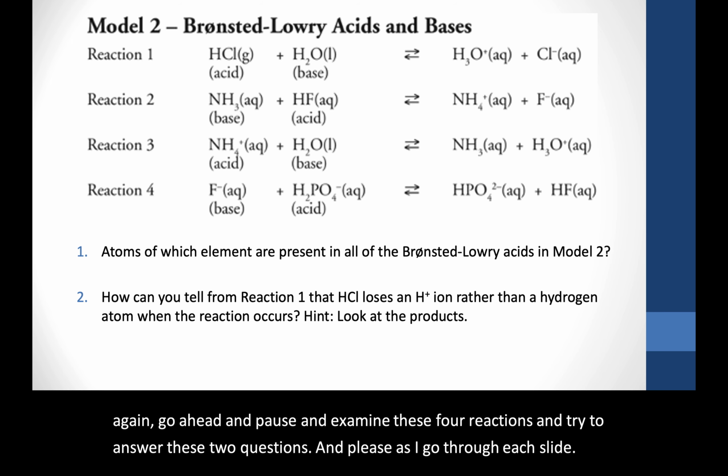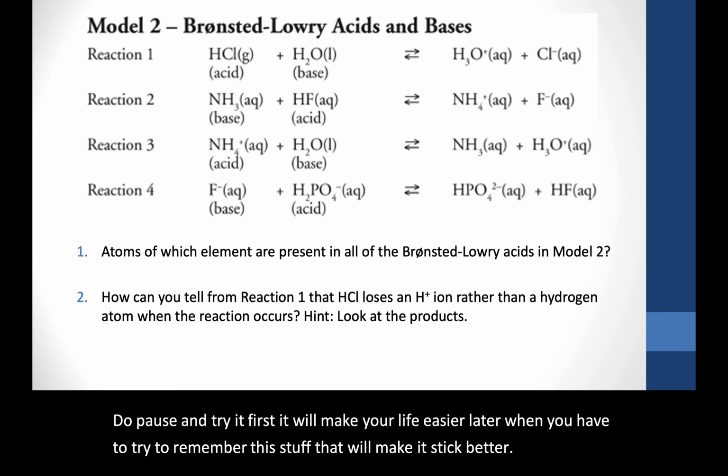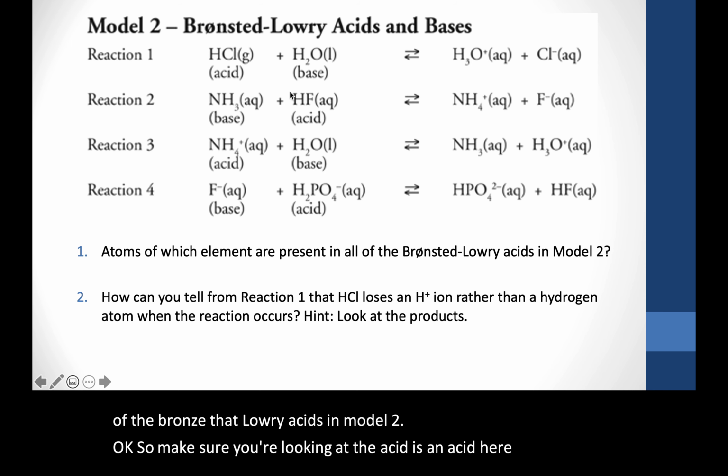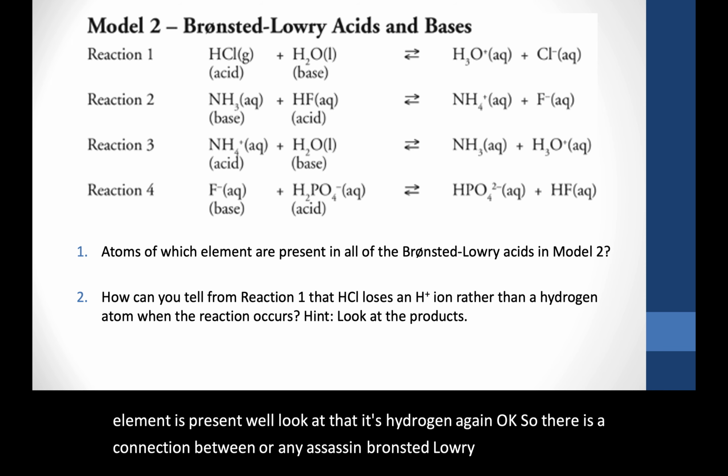Okay, so number 1 says, atoms of which element are present in all of the Bronsted-Lowry acids in Model 2? Make sure you're looking at the acids. There's an acid here, here, here, and here. And what element is present? Well, look at that. It's hydrogen again. So there's a connection between Arrhenius acids and Bronsted-Lowry acids, is that they always have hydrogen. Super important here. Hydrogen is key if we're talking about acids. So all the Bronsted-Lowry acids have hydrogen in the formula. That's what number 1 was asking.